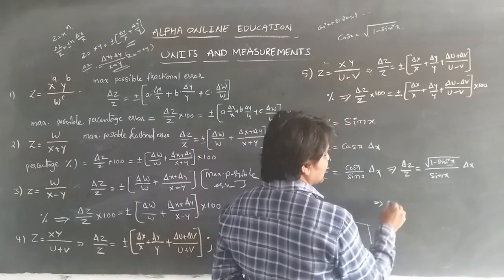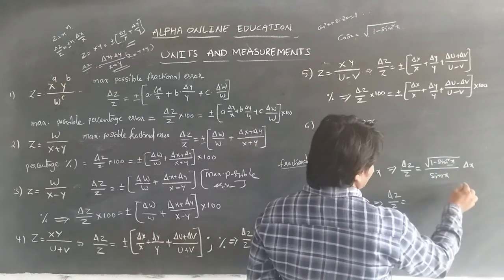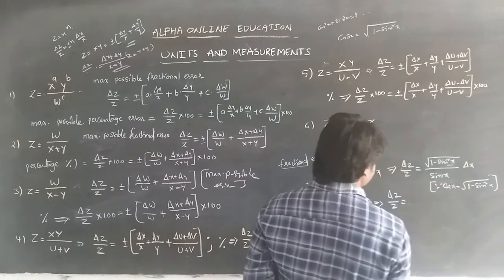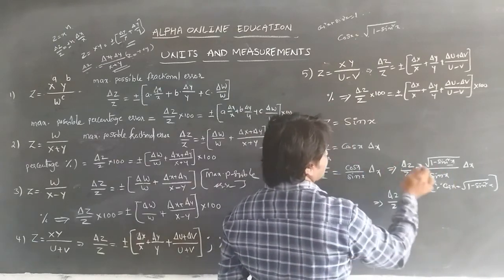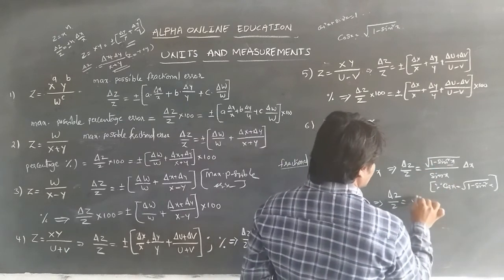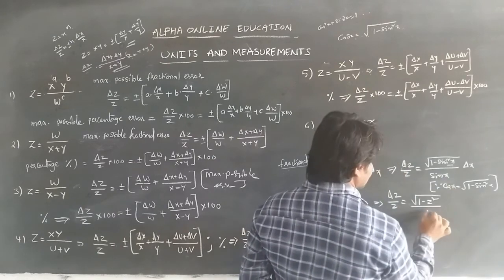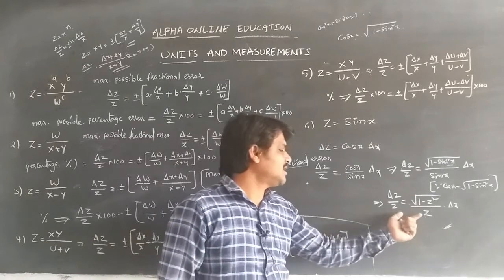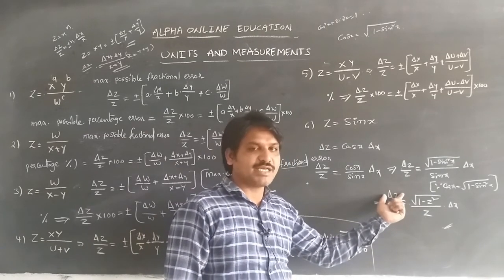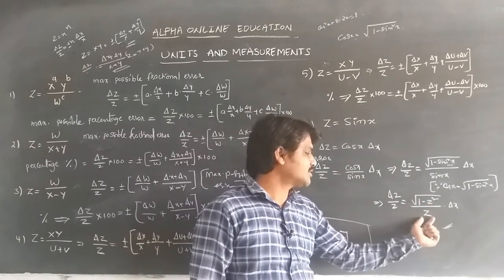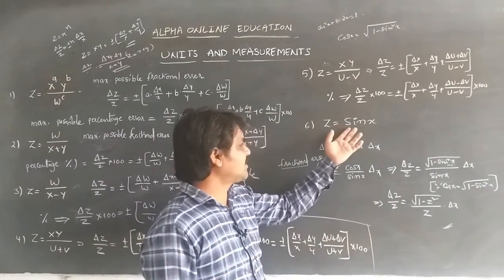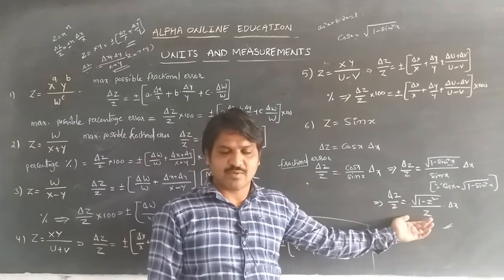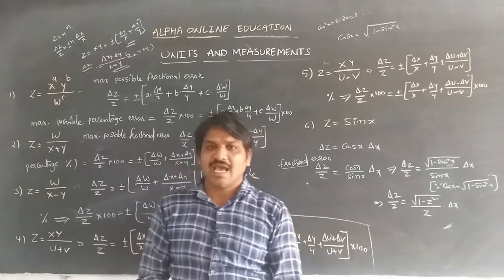Since cos x is equal to root of 1 minus sin square x, and we know that z is equal to sin x, sin square x is z square. So delta z by z is root of 1 minus z square by z, into delta x. Whenever we have z as sin x, the maximum possible fractional error delta z by z is equal to root of 1 minus z square by z into delta x. Like this we can write the equations, even for cos x or other functions of x. By substituting in this formula we can get the maximum possible fractional error. So this is about the errors in measurements.